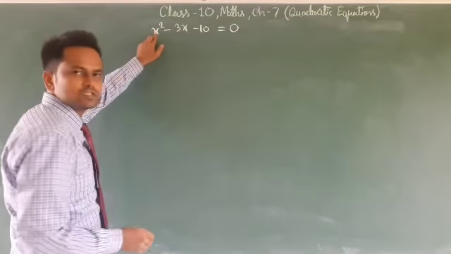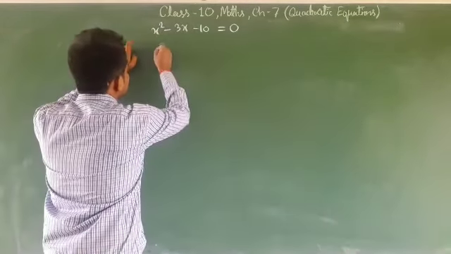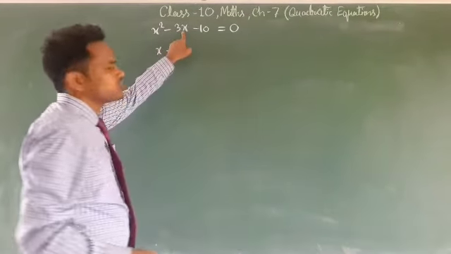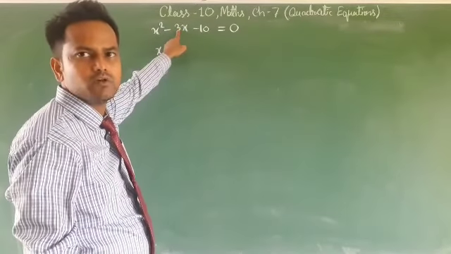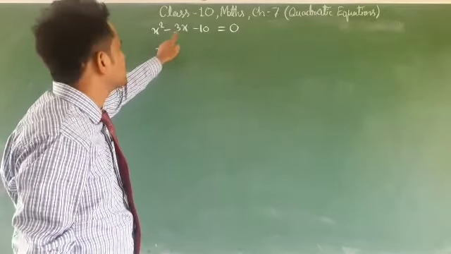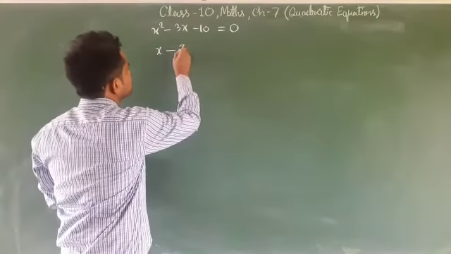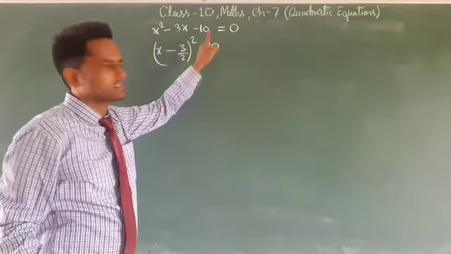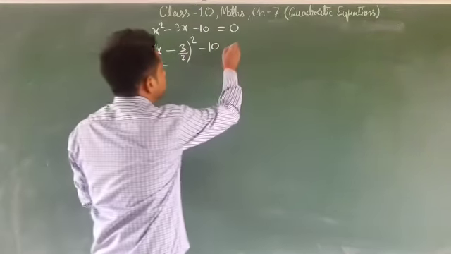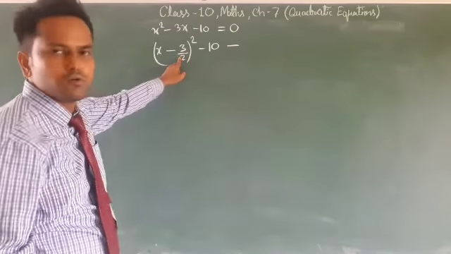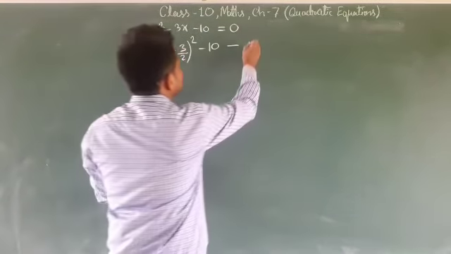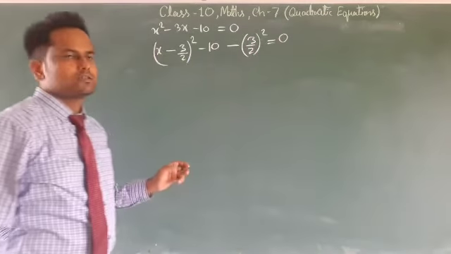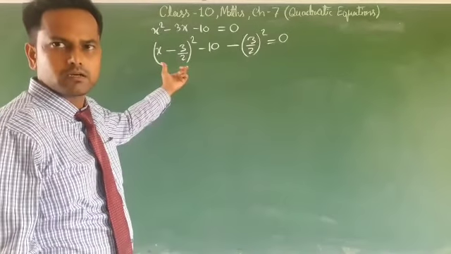Now write x square as x, with the same sign, and the coefficient of x is 3. You have to make it half. The half of 3 will be 3 by 2. Make the whole square, and put the minus 10 as it is, and after that you have to subtract the whole square of 3 by 2. It means (x minus 3 by 2) to the power 2, minus 10, minus (3 by 2) to the power 2 is equal to 0. This process is called method of completing the square.